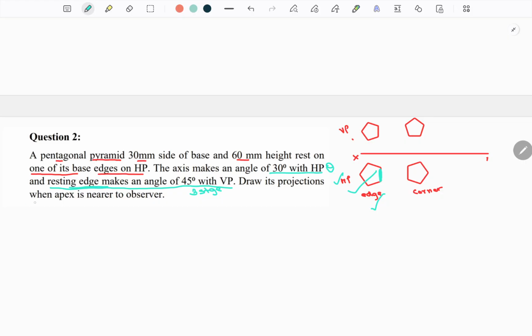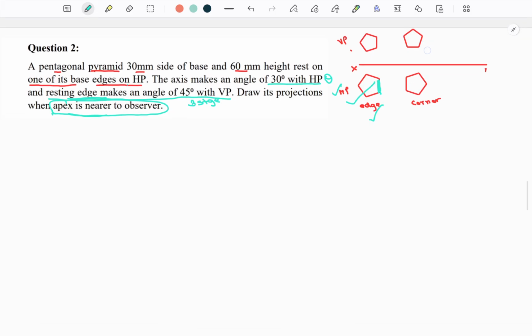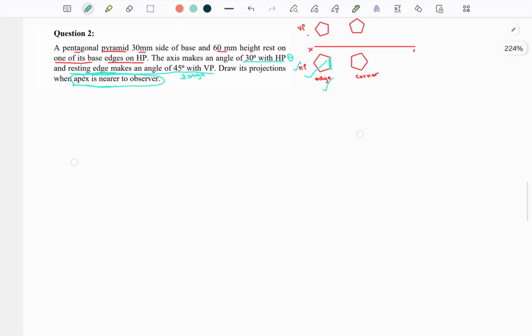Draw the projection when the apex is nearer to the observer. This is also a condition given: the apex is nearer to the observer. So let us see. Stage 1 we can easily draw. Stage 1, resting on edge. So it is the edge resting condition, right? Let us draw stage 1, stage 2, and then we will see stage 3.